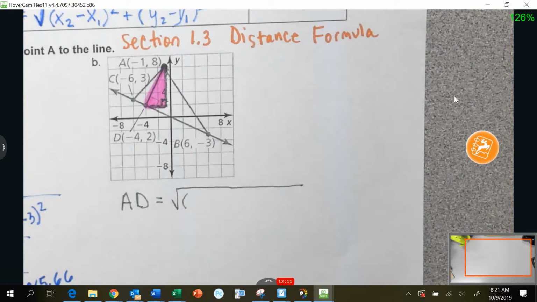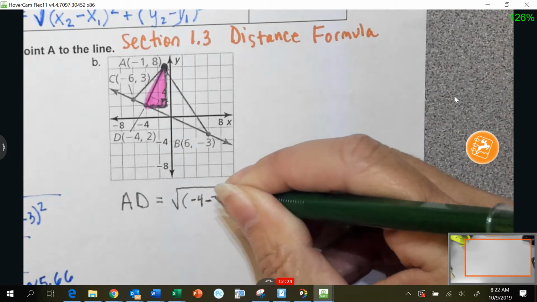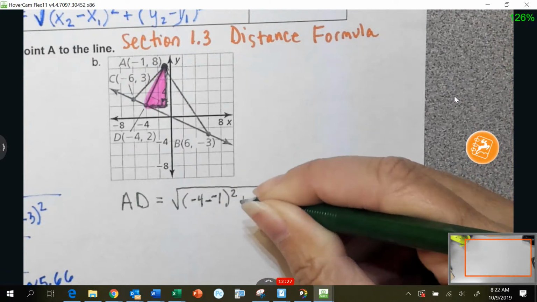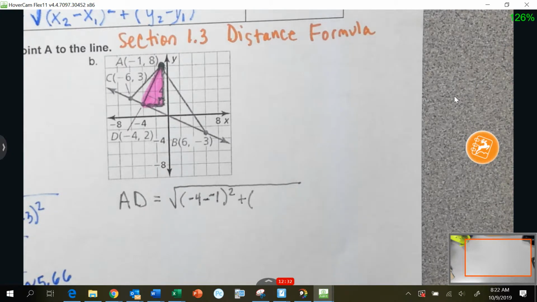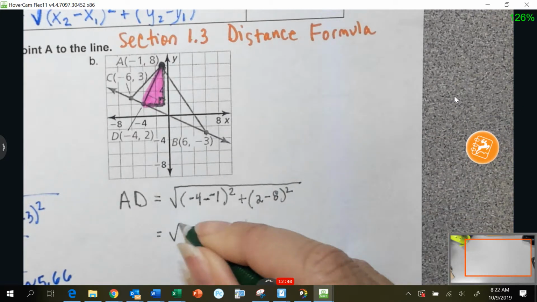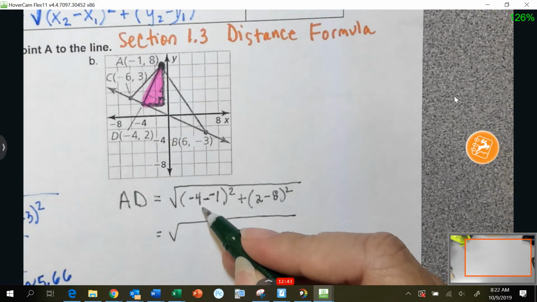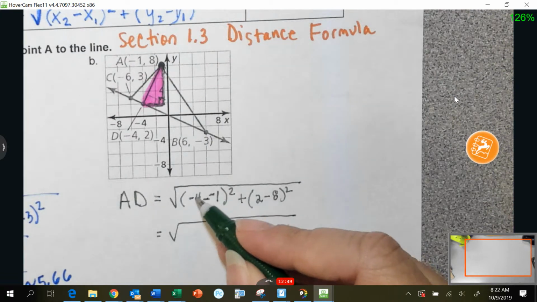Alexa, can you tell me the two x's I should be subtracting? Okay, so I'll write -4 minus -1 squared plus, Emily, can you tell me the y's that I should be subtracting? Okay, so 2 minus 8 squared. So I'm going to subtract -4 minus -1. Matthew, -4 minus -1, what do I get here?